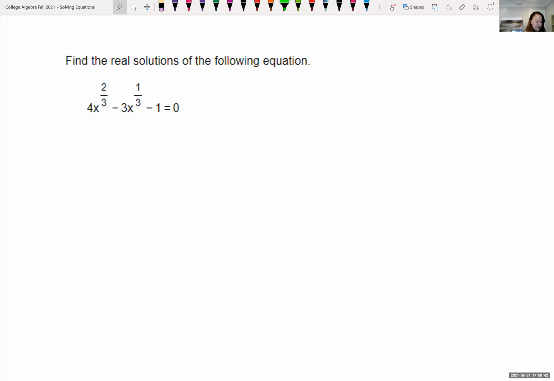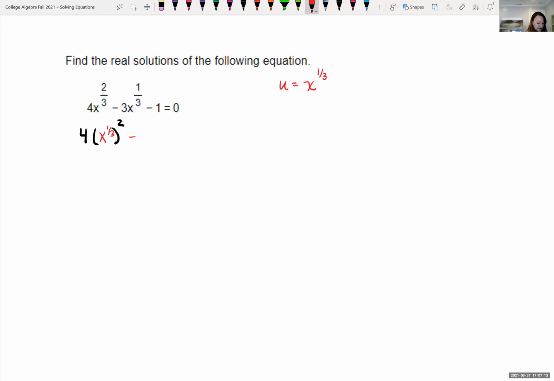Okay, so same kind of idea. We're going to use the substitution to manipulate our equation to be a quadratic. So I'm going to let u be x to the 1/3 power. So I notice that this is 4. I know I want this to be a squared out here, and power to power is multiplying. So really what's inside of this parentheses would be this x to the 1/3, because 1/3 power squared is 2/3.